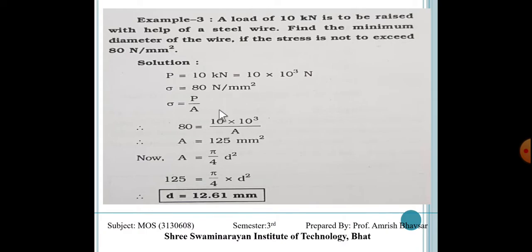Now the wire always has a circular section. So area is equal to pi by 4 d square. We have the area, that is 120 mm square. So we will get the diameter equal to 12.61 mm. It is very much simple.